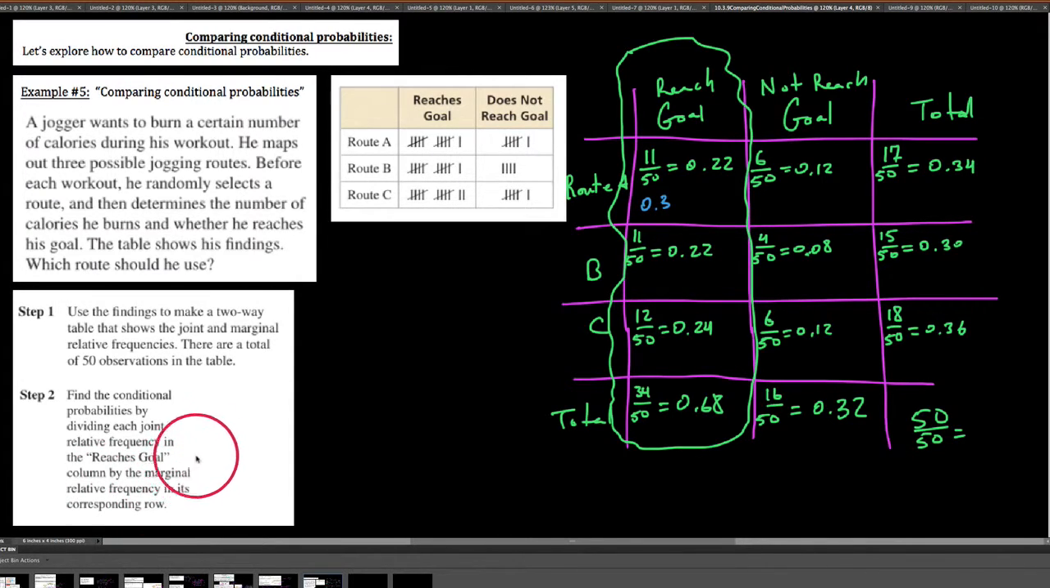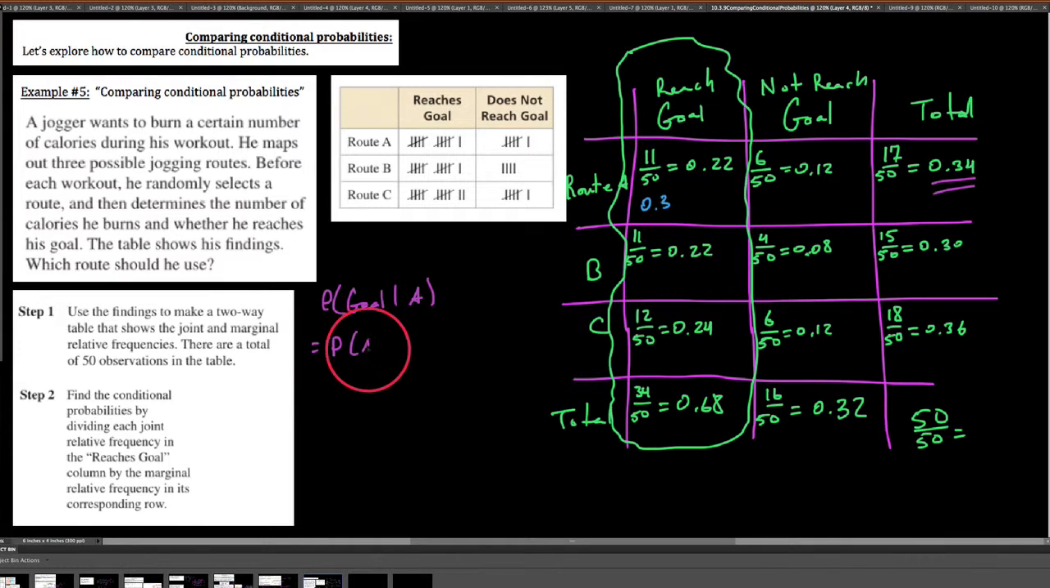So essentially, we're going to say, of all the times we ran route A, basically that'd be 34% of the overall time, how many times do we reach our goal? So basically, what's the probability that we get our goal given that we're running route A? Rewriting this, we say probability of A and goal over the probability of just A. The probability of A and goal, 22% of the overall time was route A and reaching the goal. But of all the times that he ran route A, we would say 22% divided by 0.34.